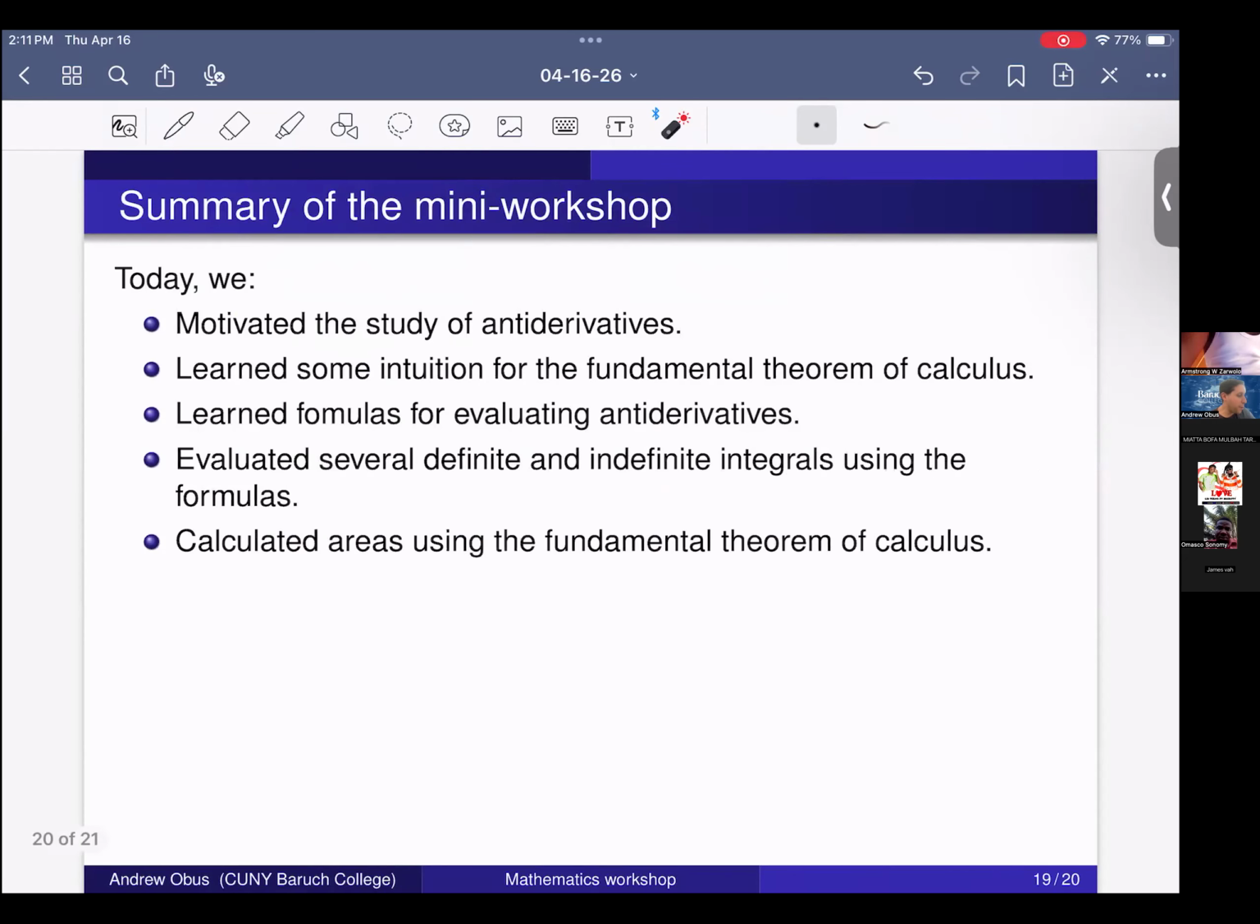So just to recap, what did we do? We motivated the study of antiderivatives. We learned some intuition for the fundamental theorem of calculus. We learned some formulas for evaluating antiderivatives. We evaluated several definite and indefinite integrals using the formulas, and then we calculated areas using the fundamental theorem of calculus. Okay, so not bad in a day's work.